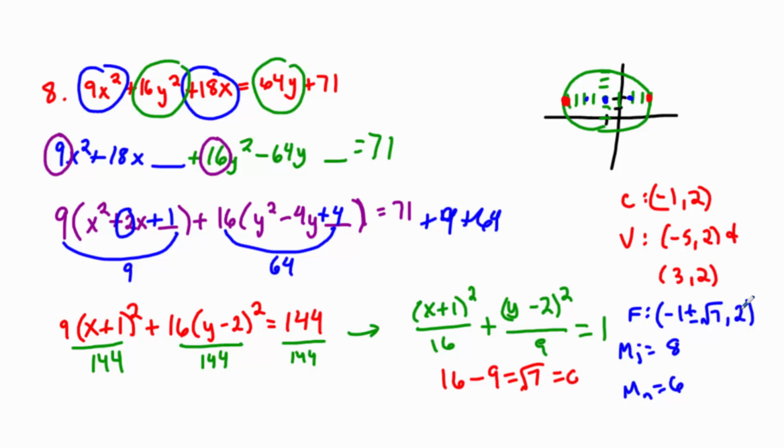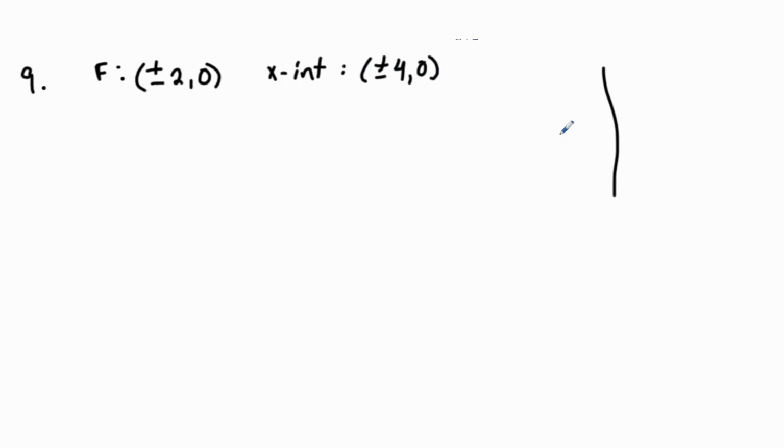Now the other thing we can do is they can give us some information and ask us to figure out the equation for an ellipse. And it may be helpful to go ahead and graph at some point, or just to kind of sketch what's going on. On number 9, we have our foci at positive and -2, comma, 0. We have our x-intercepts at positive and -4, comma, 0. So let's think about this graphically. Even though we're not given a graph, we can still think about what's happening.